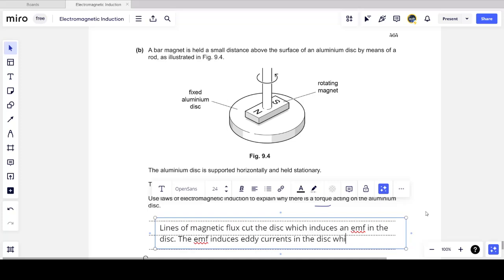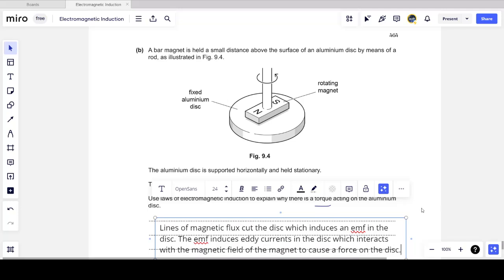The eddy currents in the disk then generate its own magnetic field, and the magnetic field of the disk interacts with the magnetic field of the magnet and causes a force on the disk.